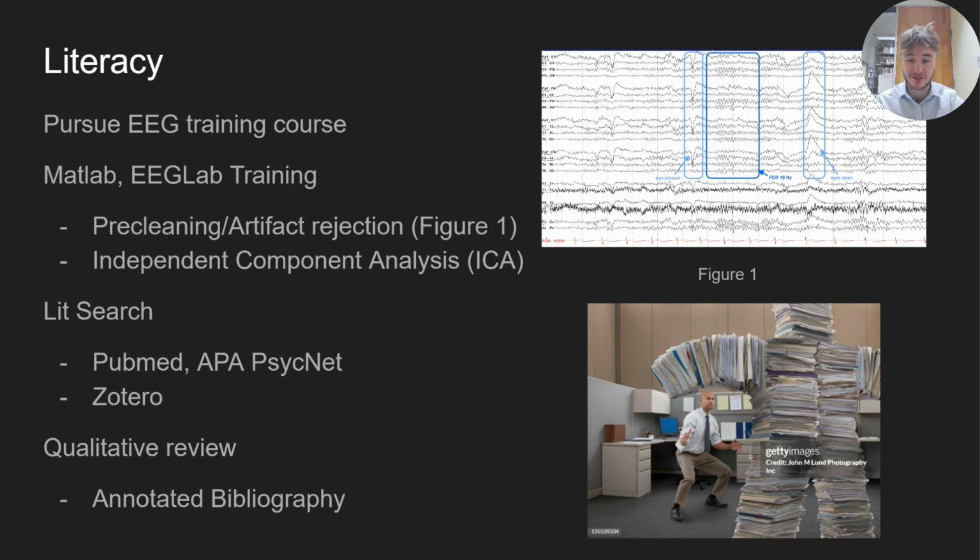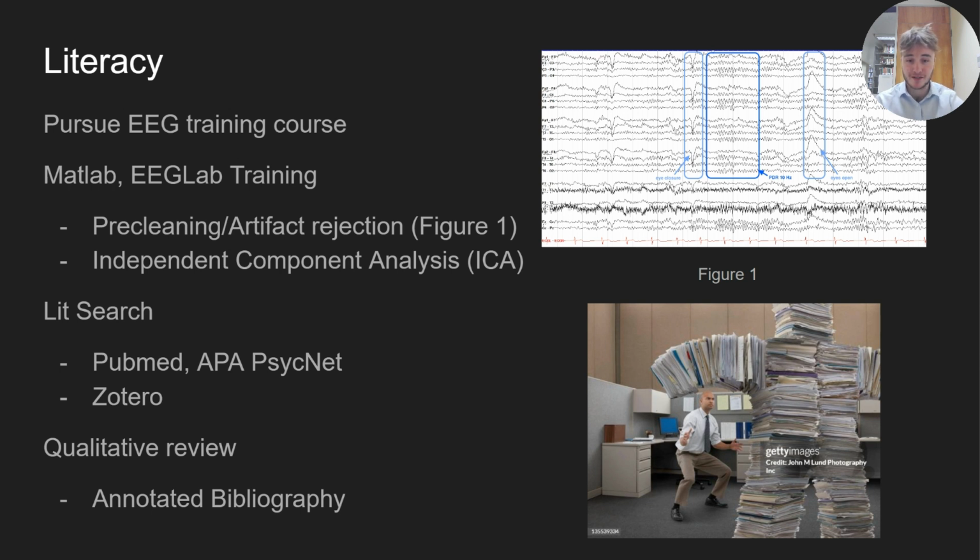For goal one, I started by completing an EEG training course offered by Pursue, which taught me how to start and operate EEGs, and more importantly, what an EEG is and how it works. I then was trained on how to use data analysis software known as MATLAB, as well as EEG Lab, which is a software on MATLAB. Specifically, I learned how to pre-clean/reject artifacts in EEG recordings and how to conduct independent component analysis on EEG recordings after they have been pre-cleaned, using EEG Lab for both.